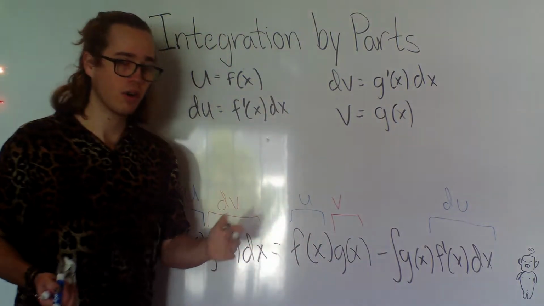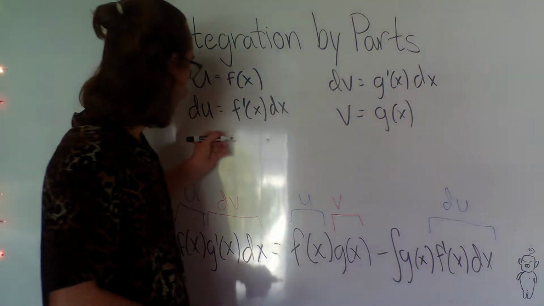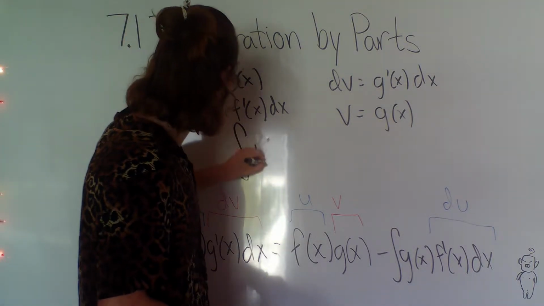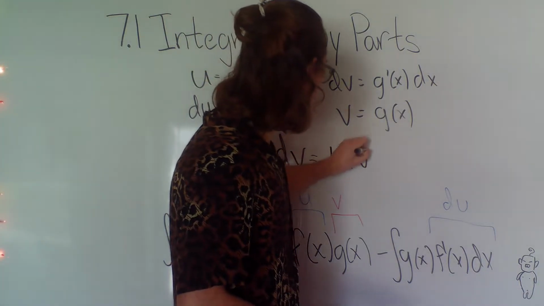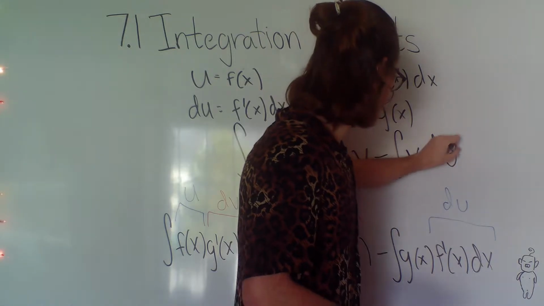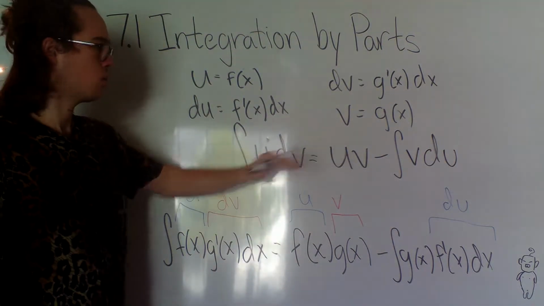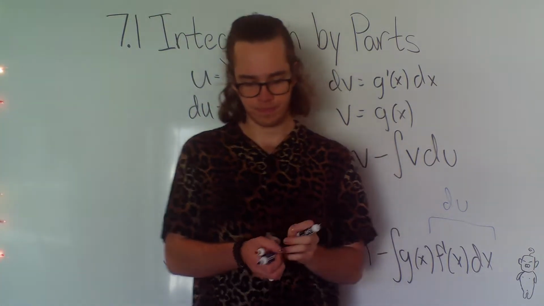And so now we can change this formula and say that integration by parts is a lot simpler. It's the integral of u dv is equal to uv minus the integral of v du. And so this is one way we can do it. And so now let's begin with an example.